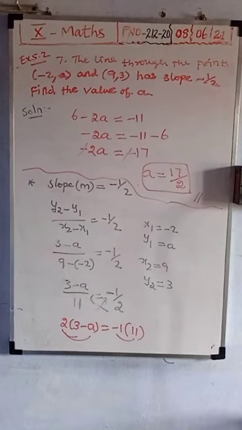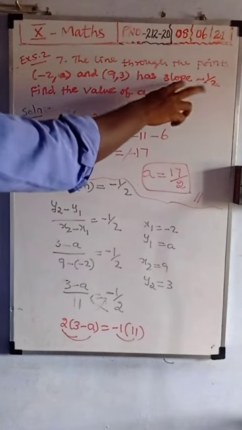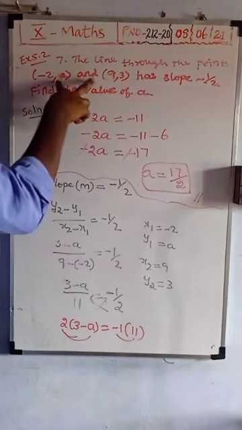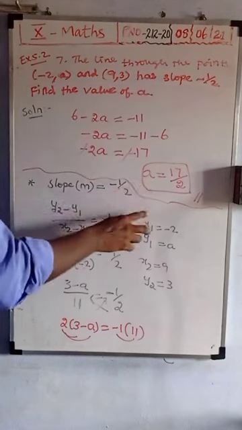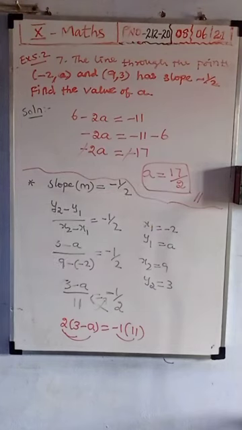Here the slope is given, with 2 points and the slope. In the slope formula we substitute these 2 points, then we receive the value of a. So a is equal to 17 by 2. Okay, that's all.